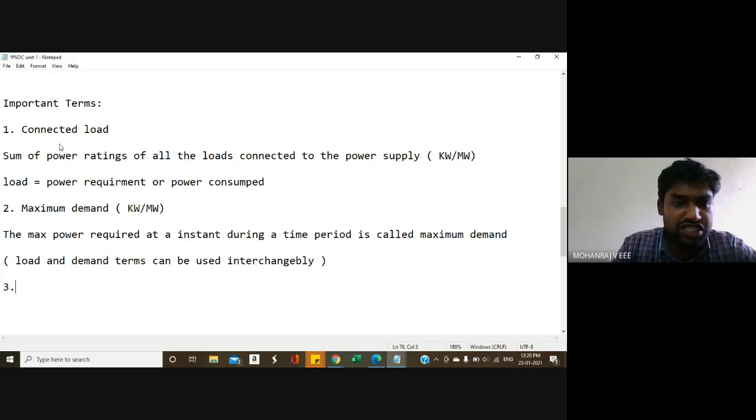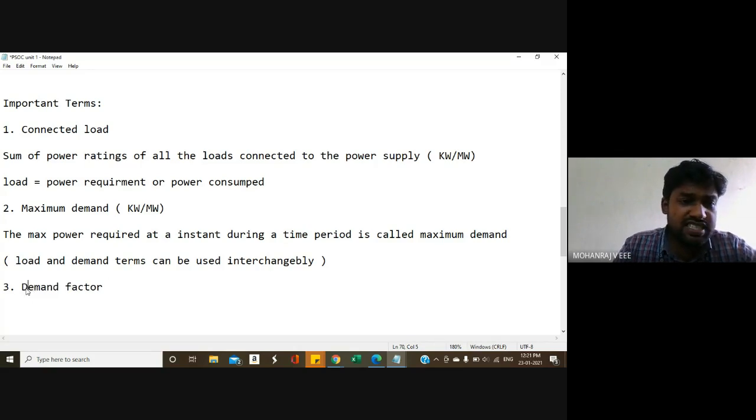Then the third term which is important is load factor. We will discuss later why these terms are very important. First, let us see what the definitions of these terms are. Before discussing load factor, let us discuss a term called demand factor.